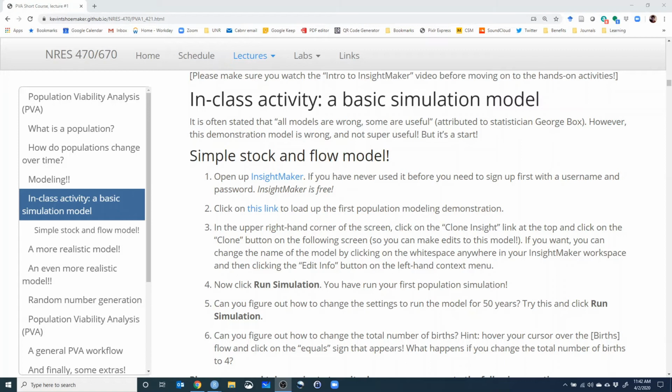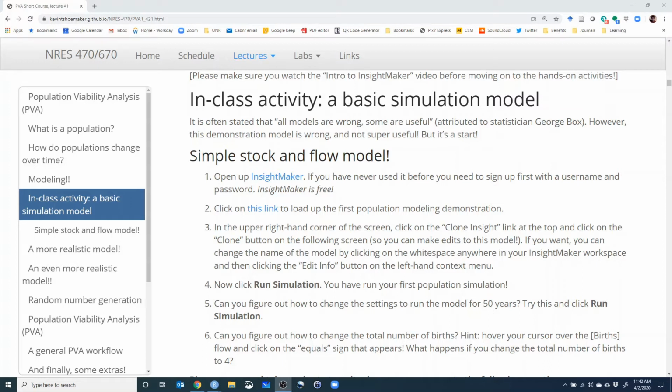Okay, now we're going to go through a few basic simulation models just to get our feet wet before we move on to more complex examples like the grizzly bear and the loggerhead sea turtle. We're going to start really simple and move on to more and more complex yet still quite simple models.